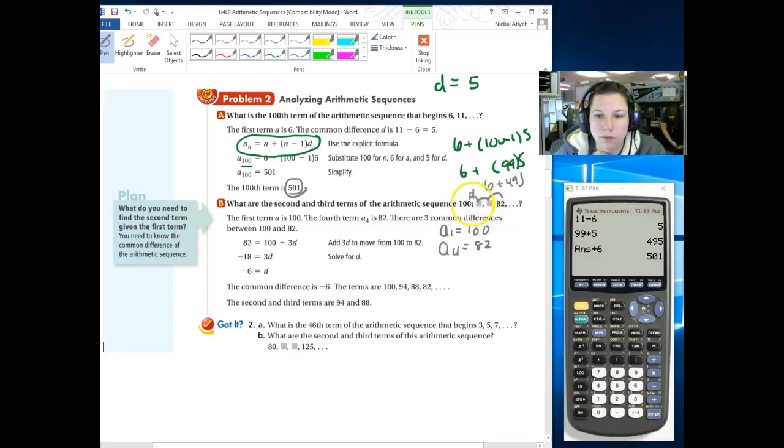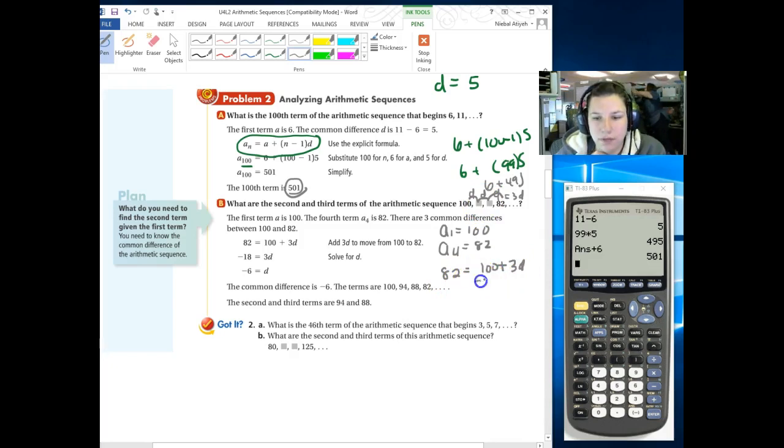So each from here to here is going to be the difference. Here to here is the same difference. Here to here is the same difference for a total of 3D. So they've written a formula. Your fourth term is the 100th term plus the sum of all those differences.